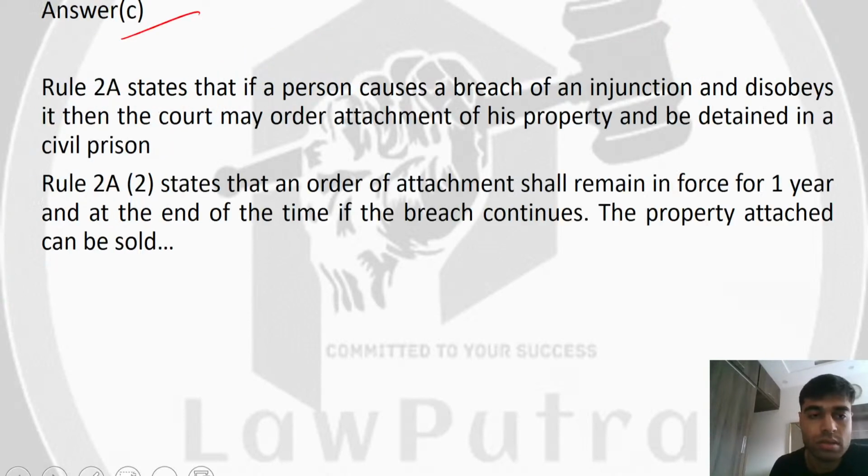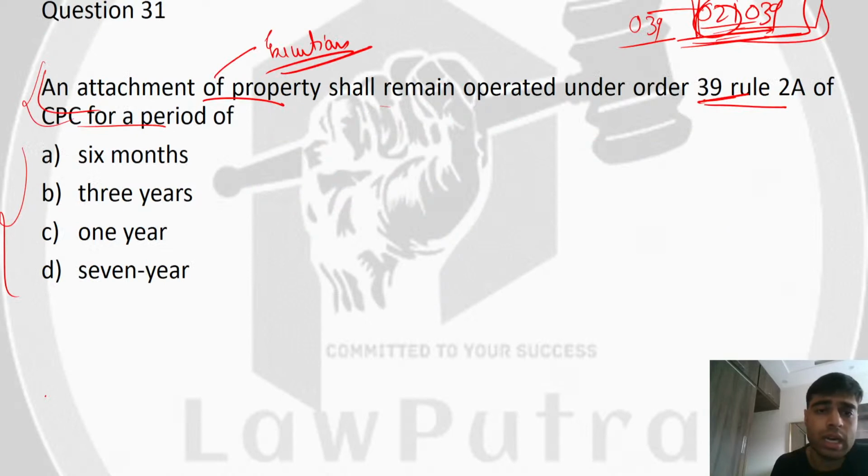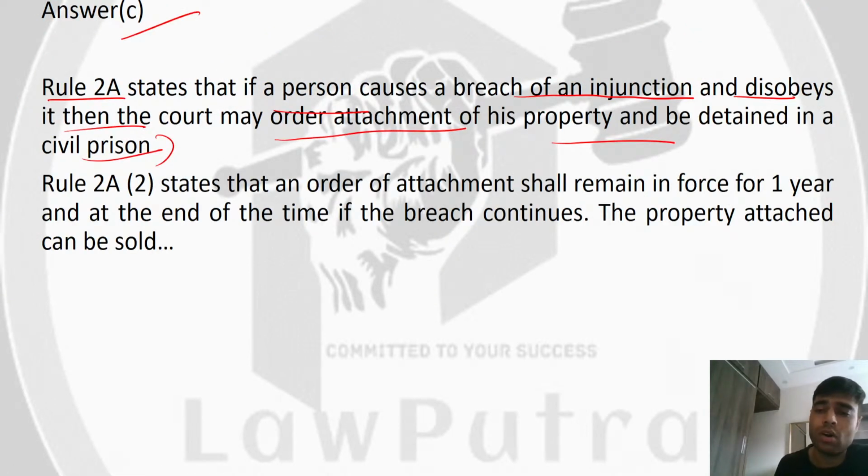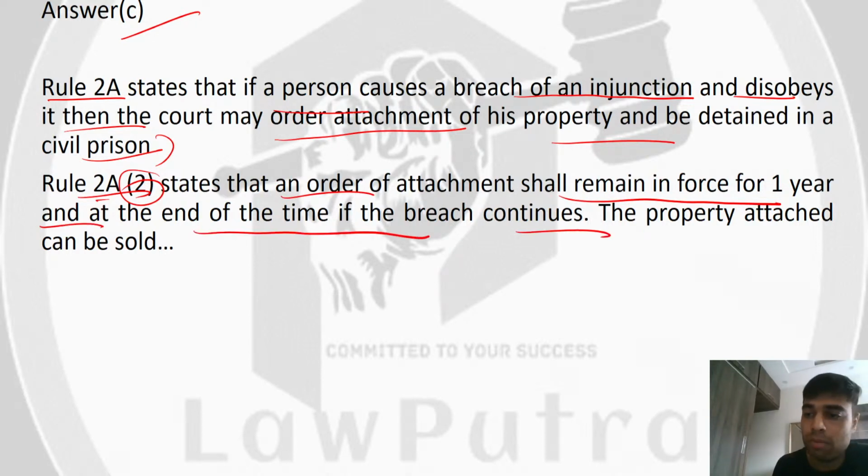So Rule 2 of Order 39 states that if a person causes breach of an injunction and disobeys it, then the court may order attachment of his property and he may be detained in civil prison. So this was basically the general rule given in this question, that if there is a violation of an injunction order, then the court can order attachment of his property. But sub rule 2 of rule 2A says that such an order of attachment shall remain in force for 1 year, and at the end of the time if the breach continues the property can be sold.